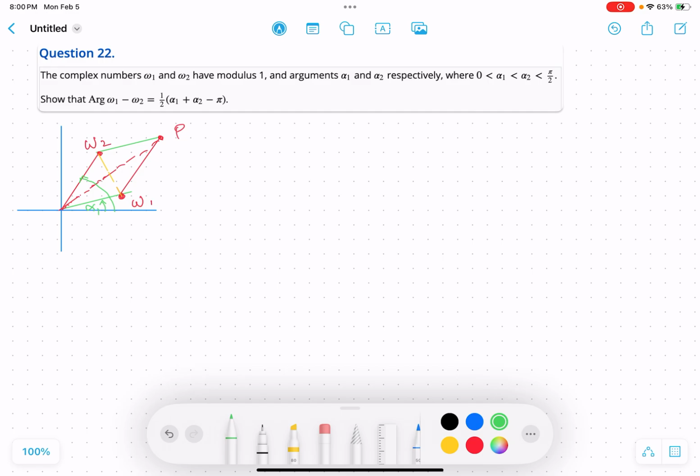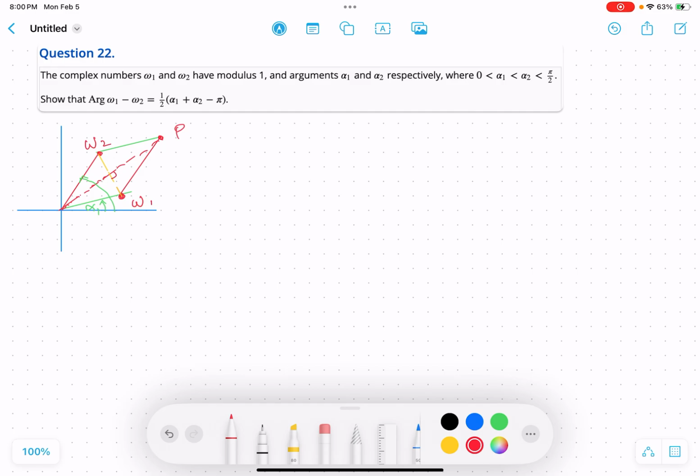That's alpha 2. You can see I've drawn a parallelogram, and of course it would be a rhombus because all lengths are equal to 1 because of the modulus of 1. So we've got this nice rhombus. Remembering that a rhombus has some nice properties, like the diagonals bisect, so this is 90 degrees, and this will be 90 degrees here.